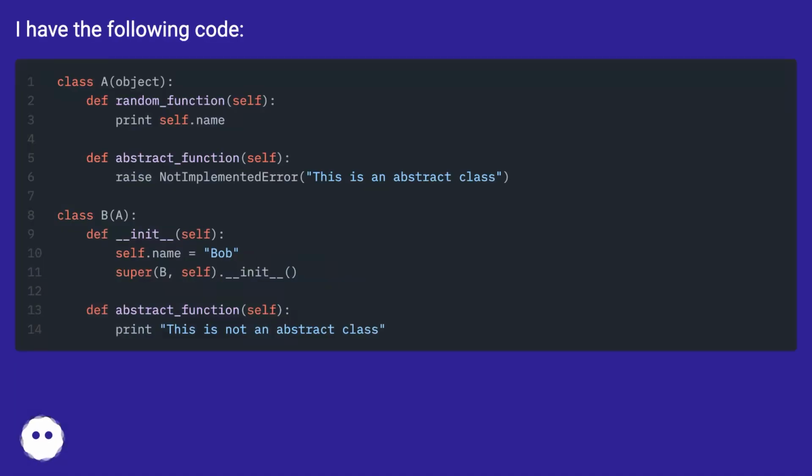Pylint error with abstract member variable. I have the following code.